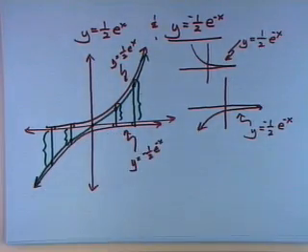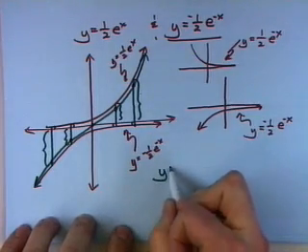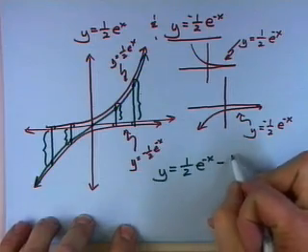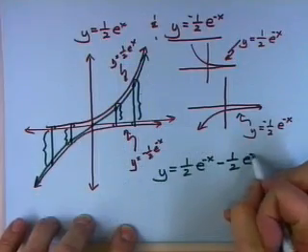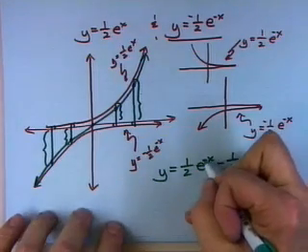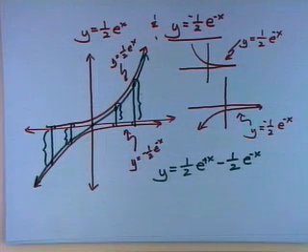So the graph in green here is that one. E to the x, 1/2 e to the x, minus 1/2 e to the negative x. So you get that first one that kind of looks like a parabola, although it's not really a parabola. And this one, we call it a hyperbolic sine, but it certainly is not a sine function.